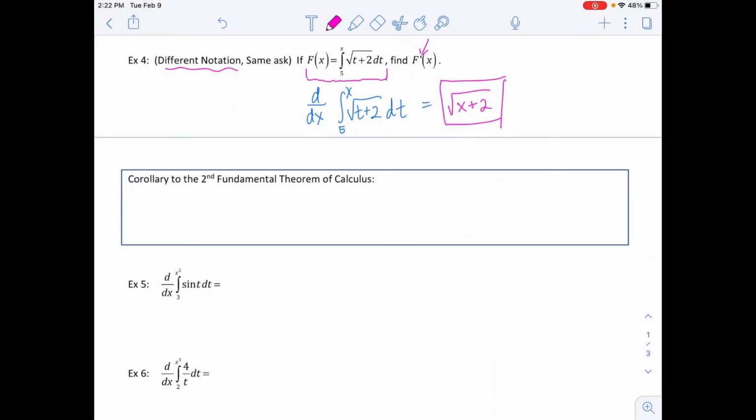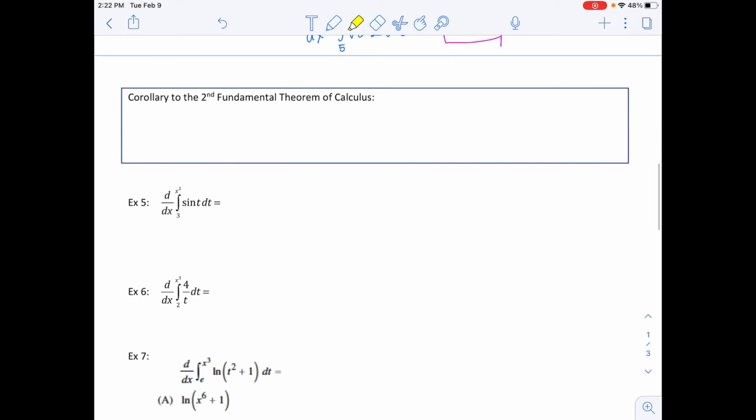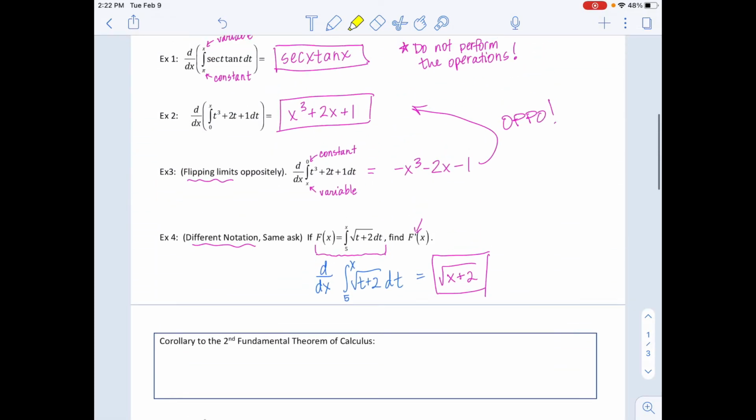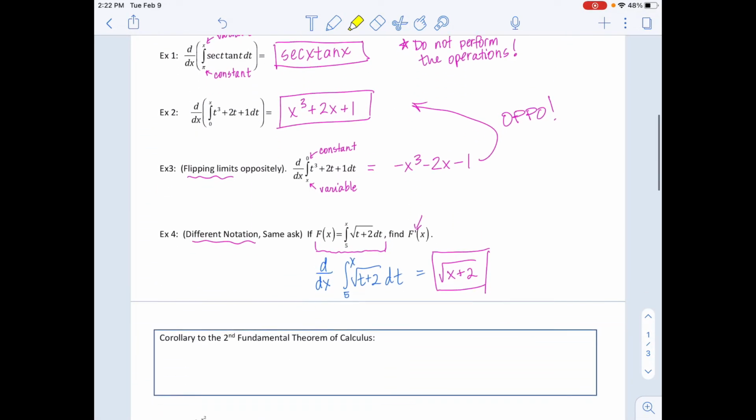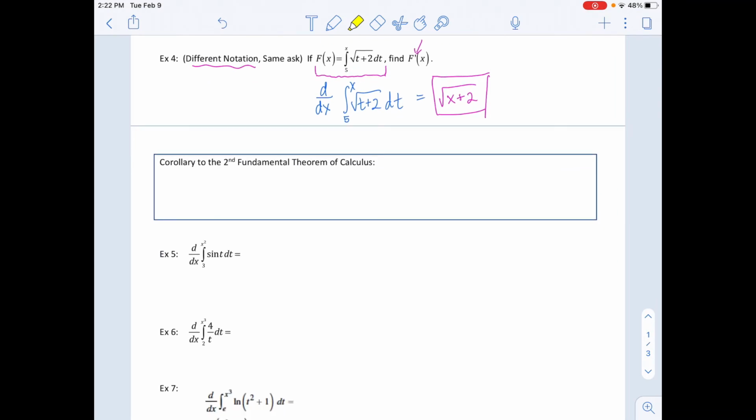All right, on the second side, we are going to look at a little corollary to the second fundamental theorem. And a corollary means, see if you can figure out what has changed in examples 5, 6, and 7 that's different from what we saw on the first page. So kind of scan these, right? Hopefully you're noticing that this upper limit here is no longer just a variable, it's a function of x. So it's a totally new kind of question.